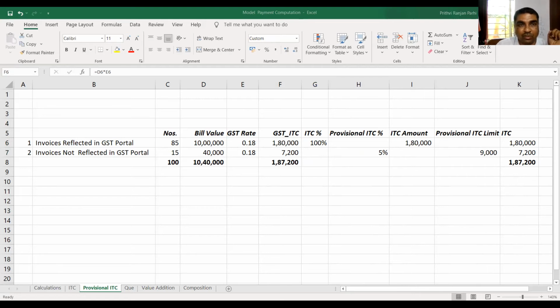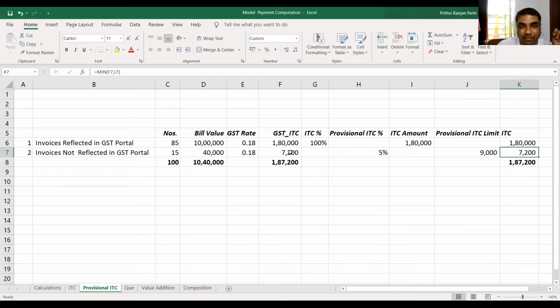Yes or no? Are you saying it? I got this one, but I'm asking what if GST is less in comparison to that one. Tell me whatever may be the situation. So here you see ITC is 7,200, but your permissible limit is 9,000. So you can take 7,200.